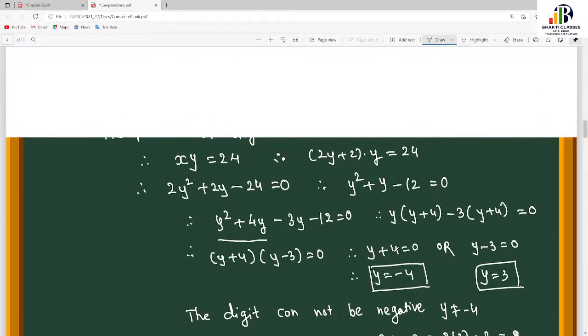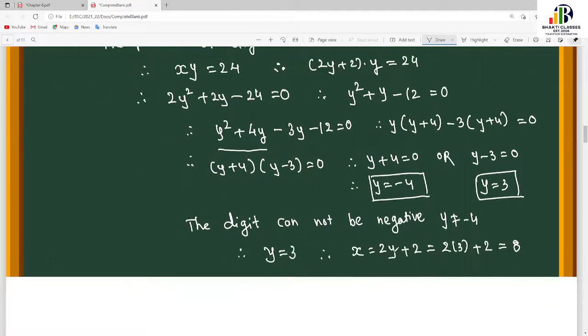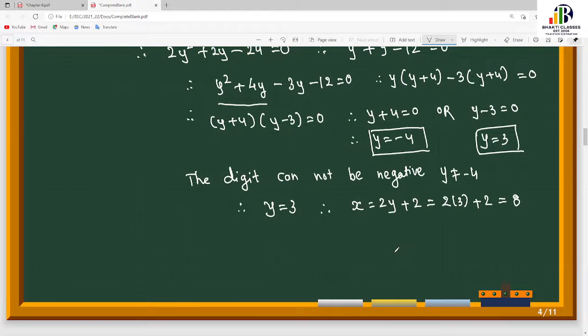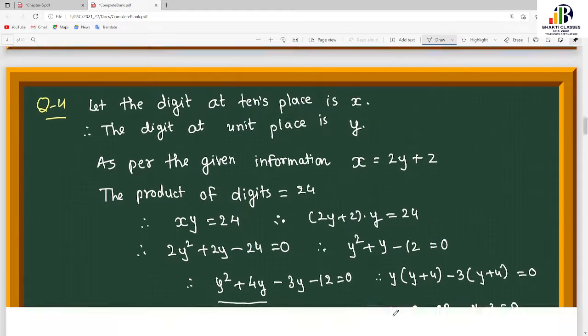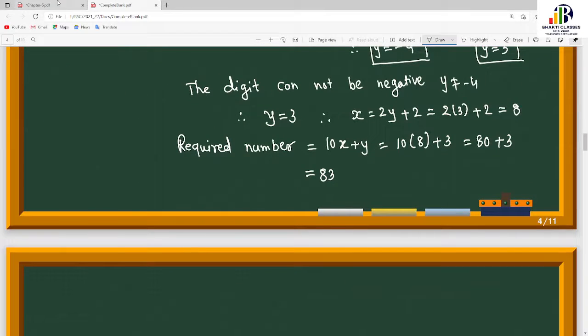So y is at the unit place, x is at the tens place. So the required number is 10x plus y, that is 10 into 8 plus 3, that is 80 plus 3, which gives you 83. So this was question number 4. We got the answer 83.